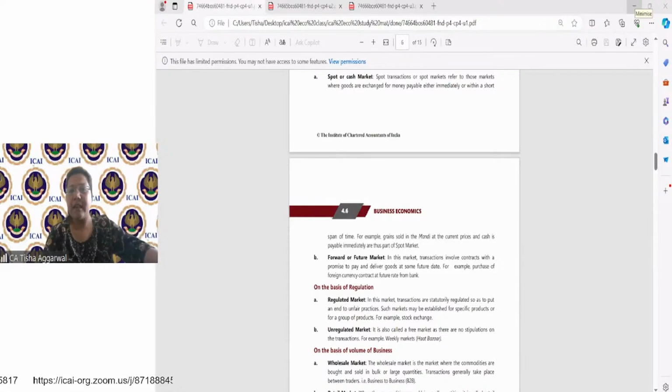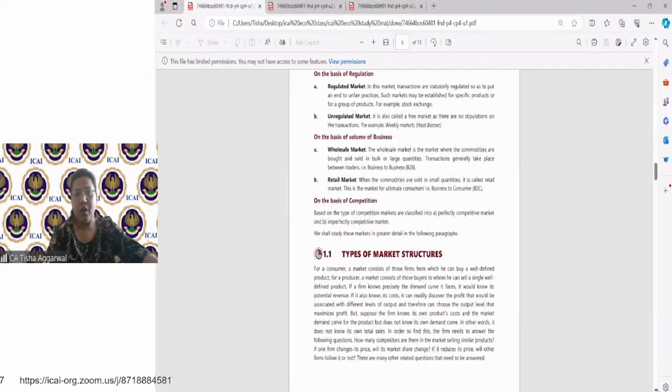Perfect. Next, we talk about on the basis of regulation. On the basis of regulation, we have two things: regulated market and unregulated market. Regulated market is the market wherein the transactions are statutorily regulated so as to put an end to the unfair practices. Now, for example, we talk about stock exchange, absolutely sorted with the SEBI. SEBI says these are the rules you have to abide by.